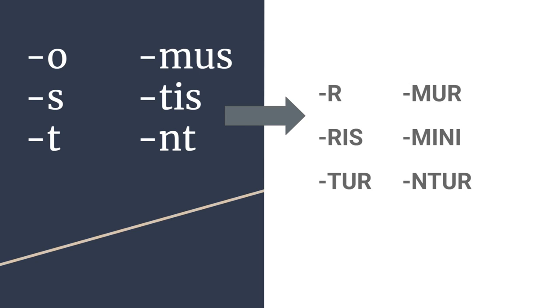So for our old favorites here, o/m, s, t, mus, tis, nt, those are our personal endings. They refer to I, you, he, she, it, we, y'all, they. Those are the endings that we use for active voice verbs. We're going to take those endings and we're going to use these instead. Or, ris, tur, mur, mini, ntur. You see some similarities between these, but you kind of just have to learn them. They're going to be as familiar to you as o, s, t, mus, tis, nt in no time.